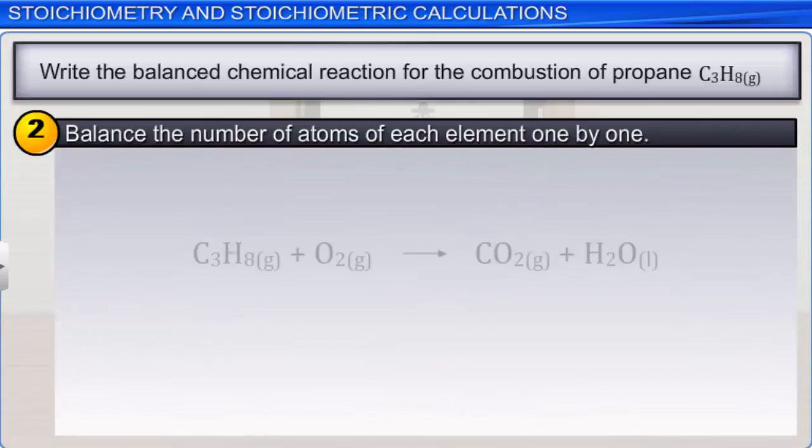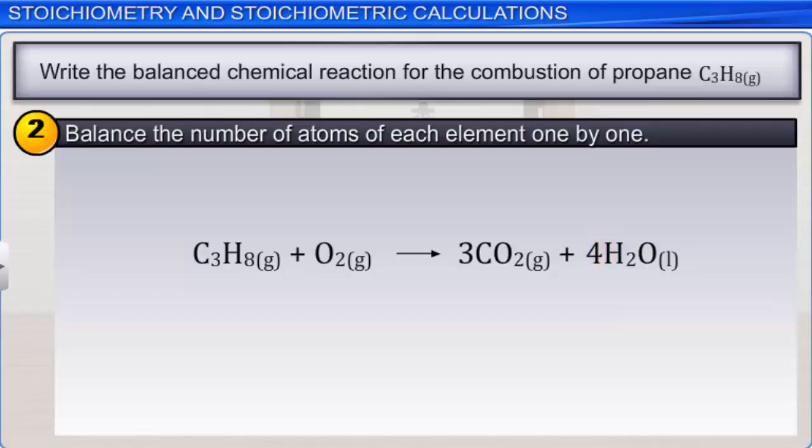Let's begin with carbon. There are 3 atoms on the left side and 1 atom on the right side. So, we will multiply CO2 by 3. This means that 3 carbon dioxide molecules will give us 3 carbon atoms. Now let's work on the hydrogen atoms. There are 8 atoms on the left side and 2 on the right side. So, we can multiply H2O by 4. This means that 4 molecules of water will give us 8 hydrogen atoms.